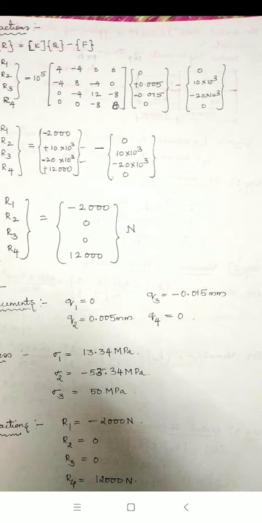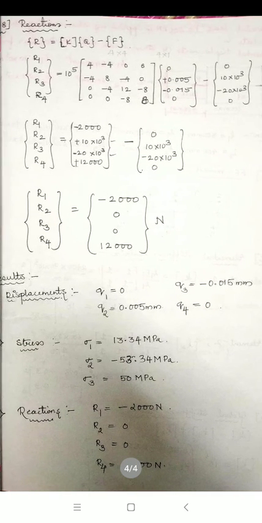Initially, what I will do is multiply the two matrices, matrix K and matrix Q. Whatever answer we are getting, we will subtract from the force vector. After subtracting, we are getting the values as R1 equal to minus 2000 Newton, R2 0, R3 0, R4 12,000 Newton. R2 and R3, if you get a small value compared to these two, R1 and R4, they are negligible, we can write it as 0. This is how to find the reactions at the support.